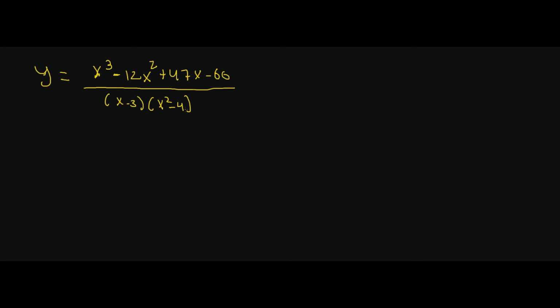So, all right, let's go ahead now and do an example like this that's a little bit more challenging, and this is kind of exceeding level, I would say, on a test. Let's say we have x to the third minus 12x squared plus 47x minus 60, all divided by x minus 3 and x squared minus 4.